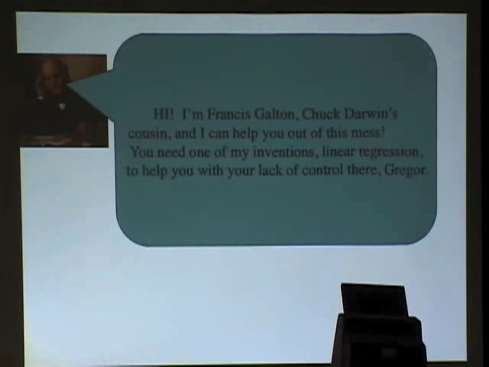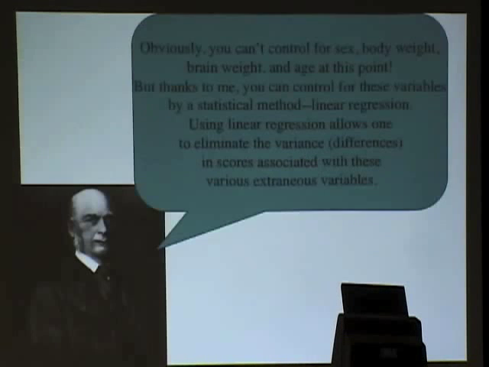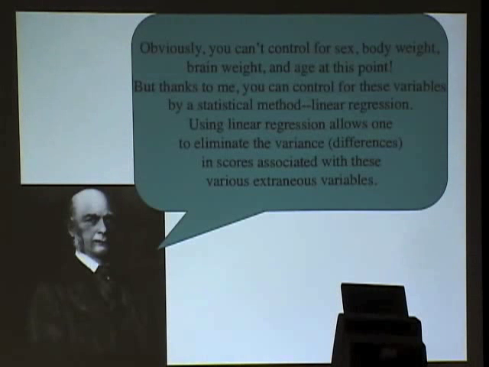He came up with linear regression, and what we're going to do with this tool, linear regression, is we are going to use this to control for these extraneous variables. Okay, so obviously at this point, we can't control for sex. You got males and females, can't control for body weight and brain weight and age, but what we're going to do is we are going to control for these things by means of the statistical method, linear regression. We can do this after the fact, okay?